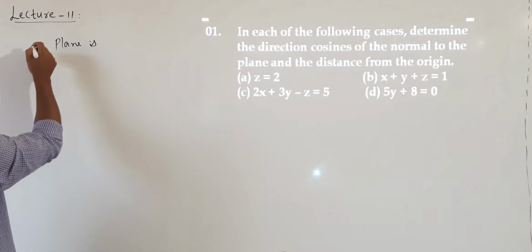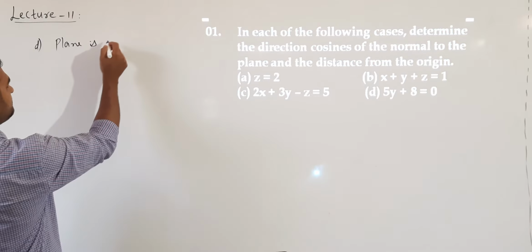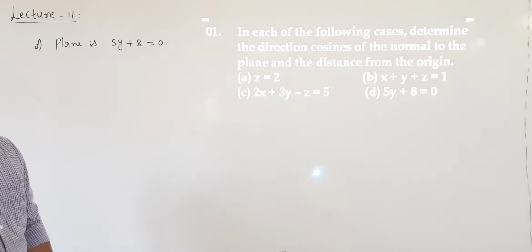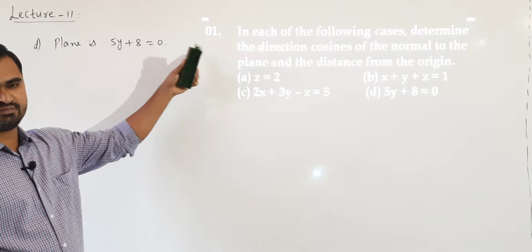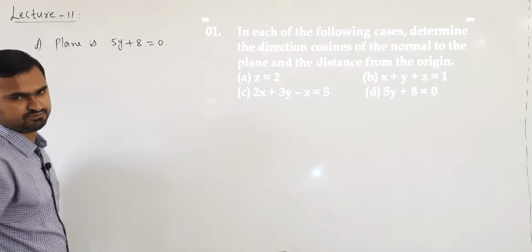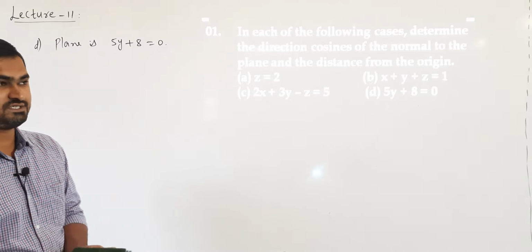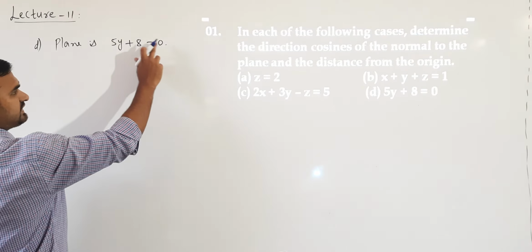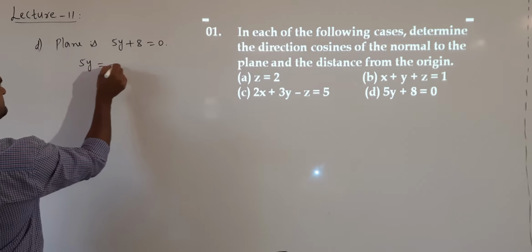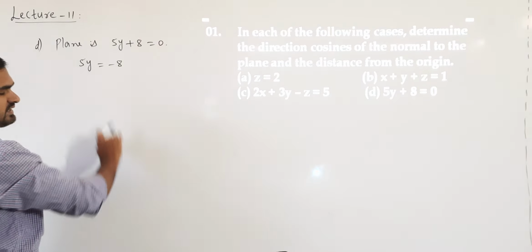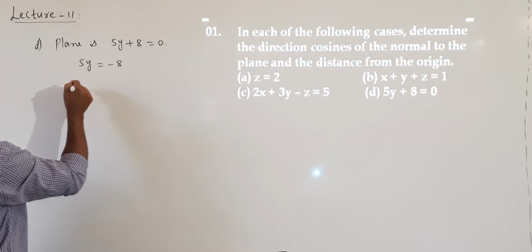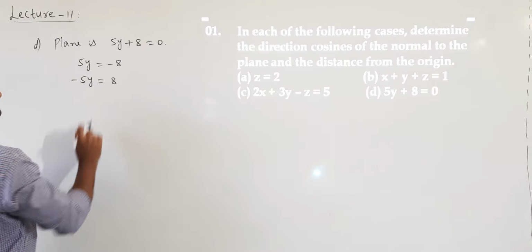Next. Now see D part. Plane equation is given, 5y plus 8 is equal to 0. Okay. So again it is in the form ax plus by plus cz plus d is equal to 0 form, where a, b, c are 0, 5, 0. X coefficient is 0, z coefficient is 0. Now first we take constant to the right hand side and make it positive. So how can I write this? 5y is equal to minus 8. Now right hand side should be positive because distance cannot be negative. So we will multiply by minus on both sides. Minus 5y is equal to 8.